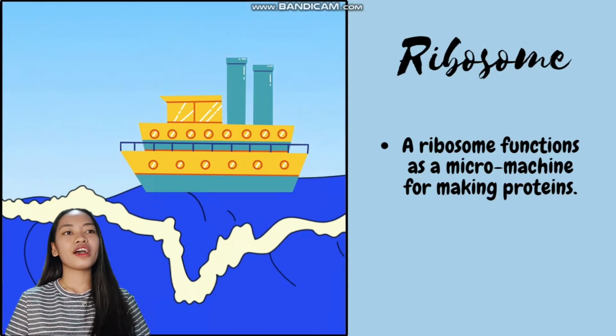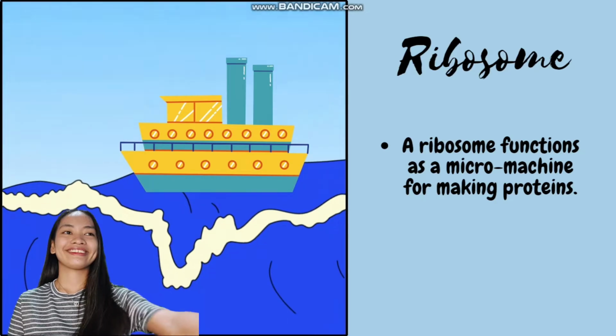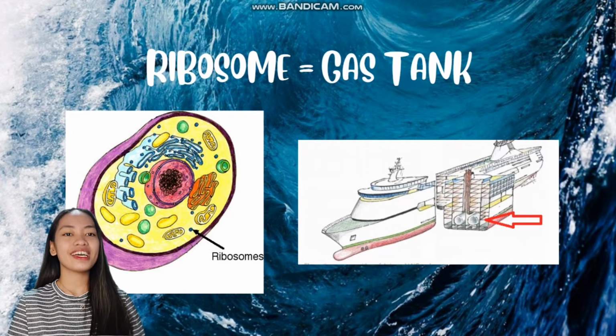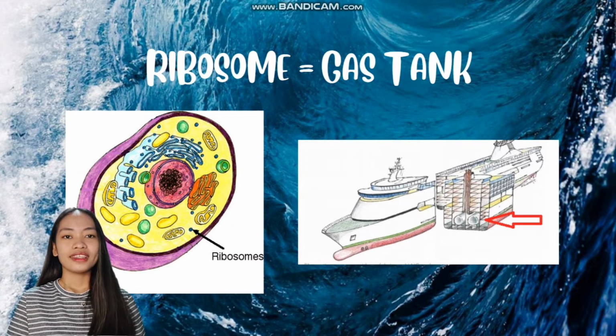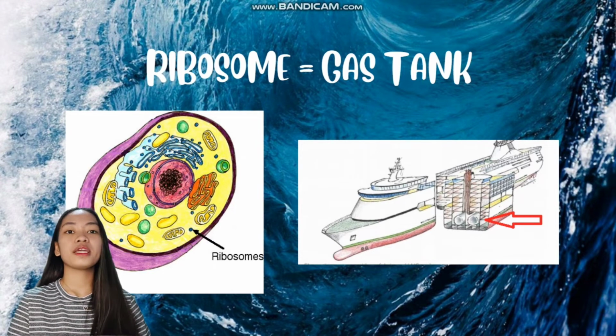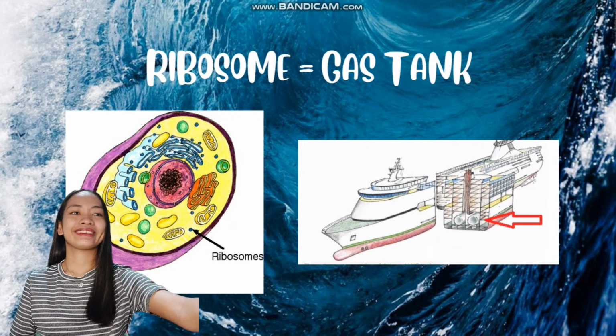Next is ribosome. A ribosome functions as a micro machine for making proteins. The ribosome produces protein for the cell, as does a gas tank in a cruise ship. The gas goes into the gas tank, which provides the protein for the boat. The ribosome and the gas tank compare to one another because they both provide protein for the boat or the cell.